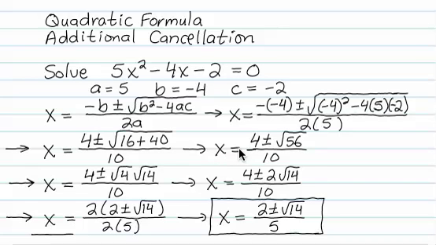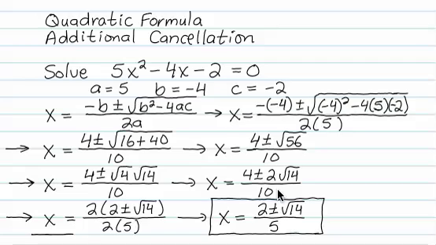Now I have 4 plus or minus the square root of 56 over 10. There's a perfect square inside 56. I think of 56 as 4 times 14, so the square root of 56 is the square root of 4 times the square root of 14. I know the square root of 4 is 2, and the square root of 14 I don't know, so I leave it as that. So I reach 4 plus or minus 2 root 14 over 10.